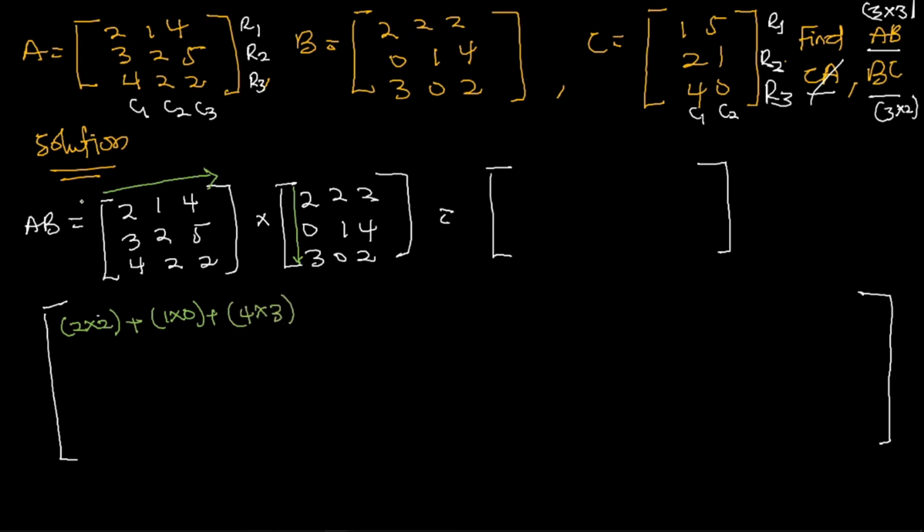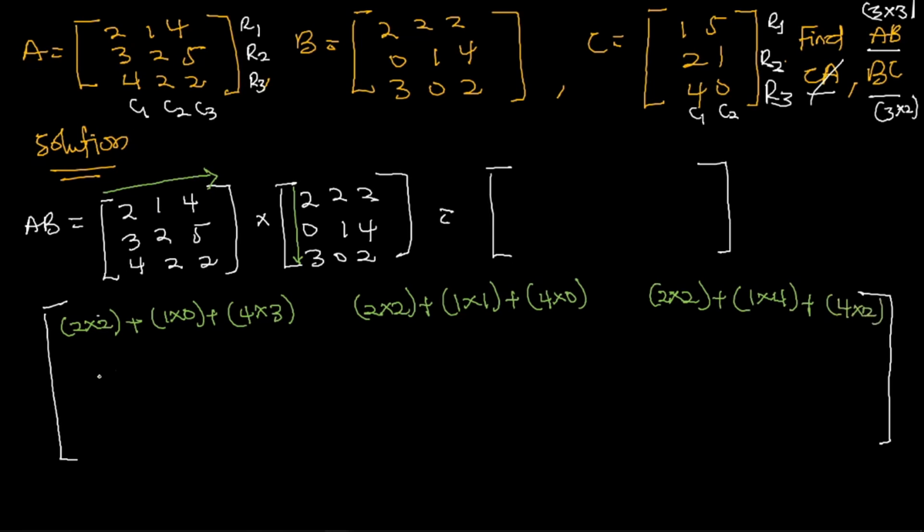Okay, so we use the same row and then against the second column this time around. So it's going to be 2 multiplied by 2 again, then plus the 1 over here multiplied by the 1 over here, then plus the 4 over here multiplied by the 0 over here. Then we use the same row again against the third column. So it's 2 multiplied by 2 again, plus 1 multiplied by 4, then plus the third one, which is 4 multiplied by 2.